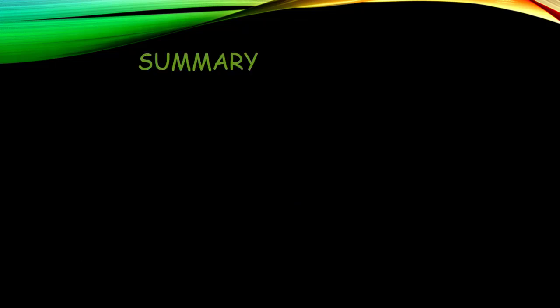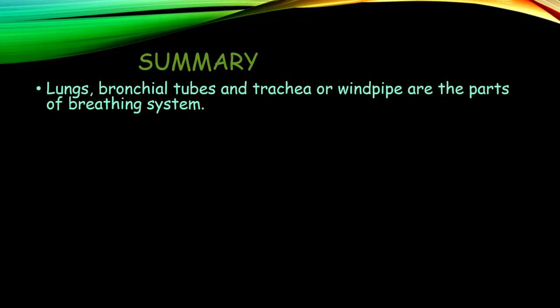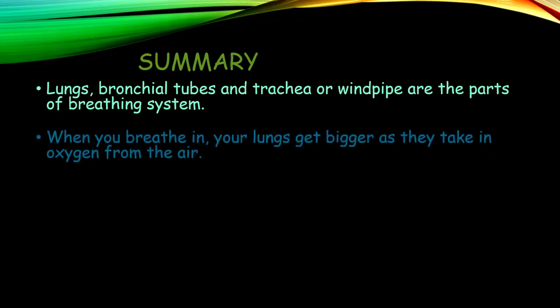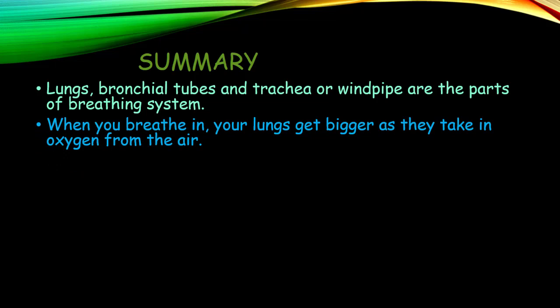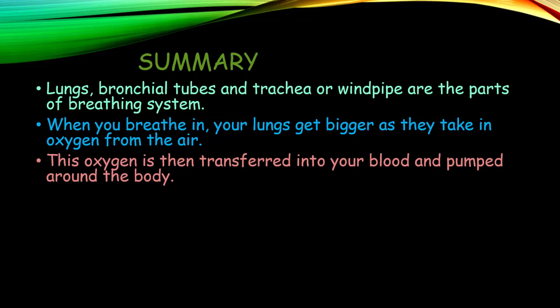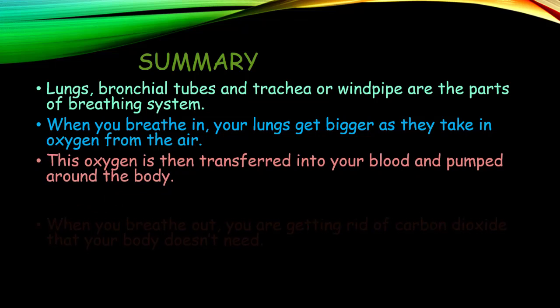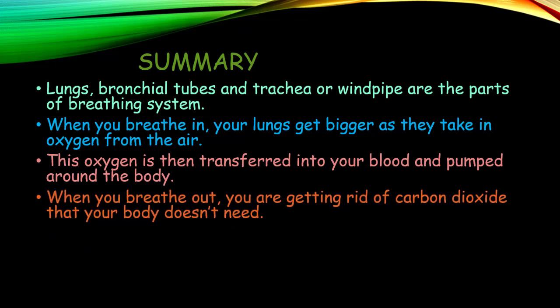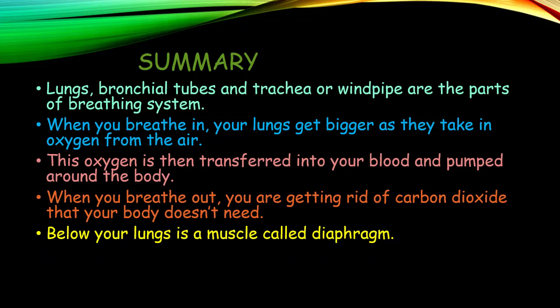Okay, good. Now let's summarize all the lesson. Lungs, bronchial tubes and trachea or windpipe are the parts of breathing system. When you breathe in, your lungs get bigger as they take in oxygen from the air. This oxygen is then transferred into your blood and pumped around the body. When you breathe out, you are getting rid of carbon dioxide that your body does not need. Below your lungs is a muscle called diaphragm. It helps your lungs take in air.